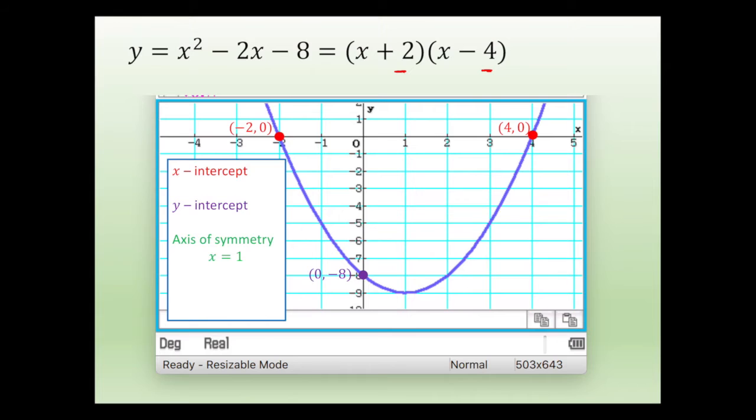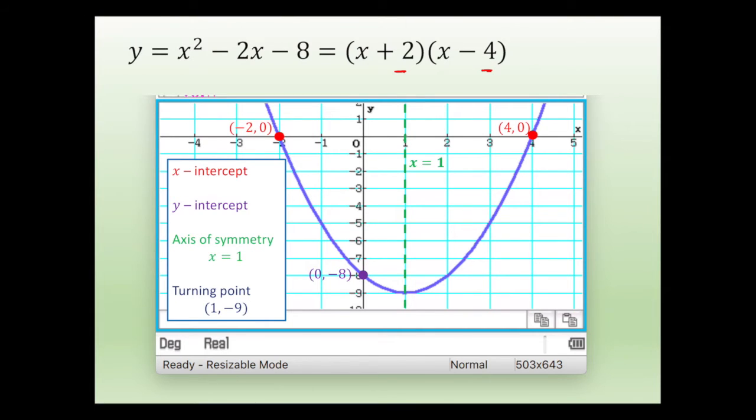Then we look at the axis of symmetry. Axis of symmetry is x equals 1. I'll show you how to derive that in a few minutes. And then the turning point is (1, -9). Let's start off with the axis of symmetry.